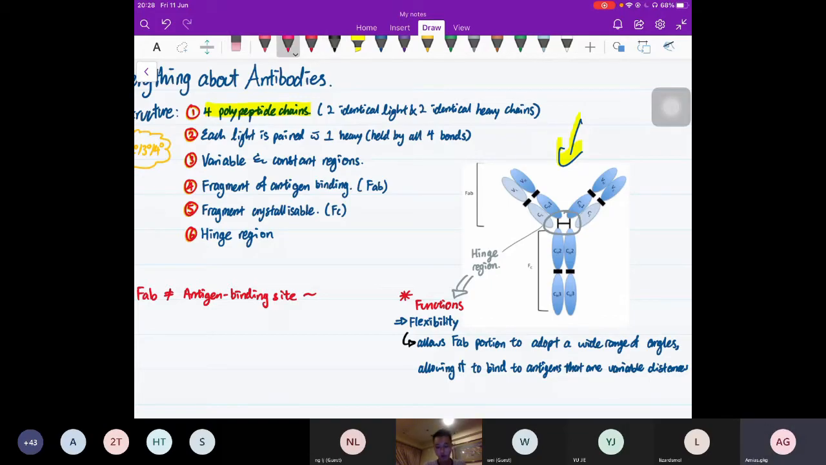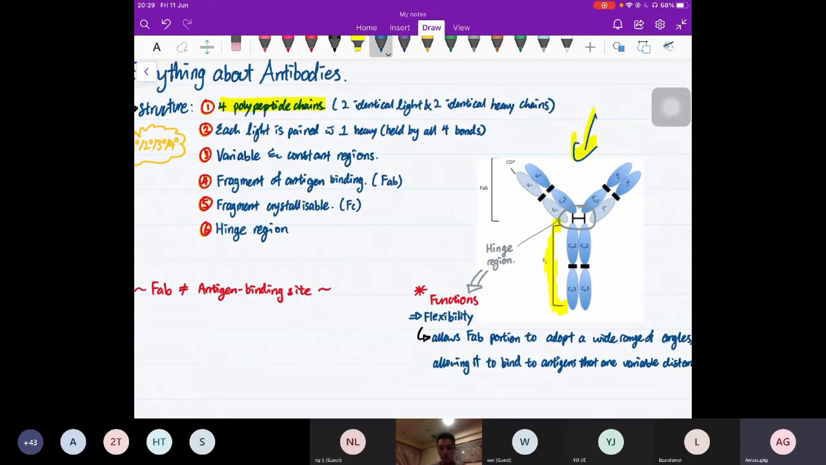So next, we have your FAB, your fragment of antigen binding. Your fragment of antigen binding is highlighted here, where you have FAB. So this entire portion here is your FAB portion, your fragment of antigen binding. Then next, we have the fragment crystallizable. Fragment crystallizable here is the bottom portion of your antibody. That's your fragment crystallizable. And the last part we have is your hinge region.